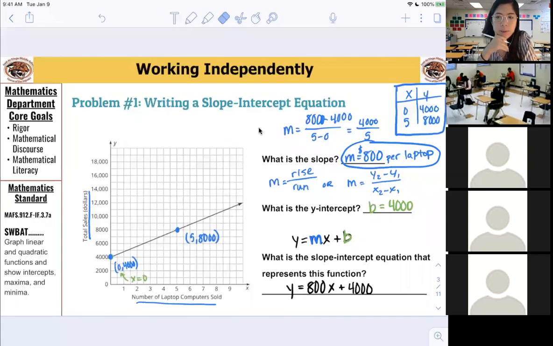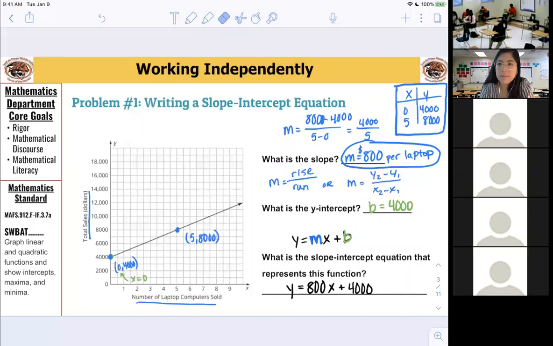Any questions on number 1? Give me a thumbs up if you got number 1 correct. Give me a thumbs up, react. Nice. Love to see it, guys. Good job.